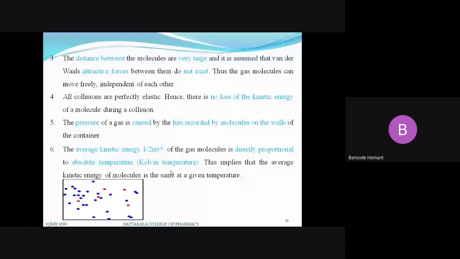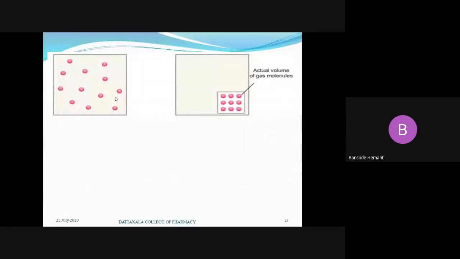So more clearly, let's see here in this picture. Here the gaseous molecules are randomly present.